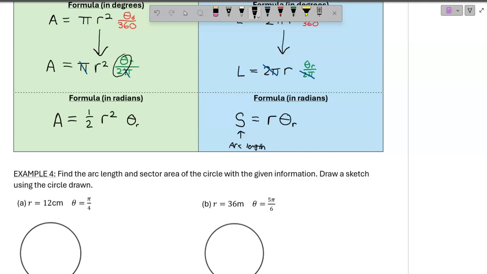So you will see, if you Google or jump on any sort of online resource about the arc length formula and radians, the S being used. So just something I want you to be familiar with. What we are going to focus on in this video is using the radian formulas. If you notice, they are a lot simplified here. We will use the radian formulas to help us find the answers to our questions.